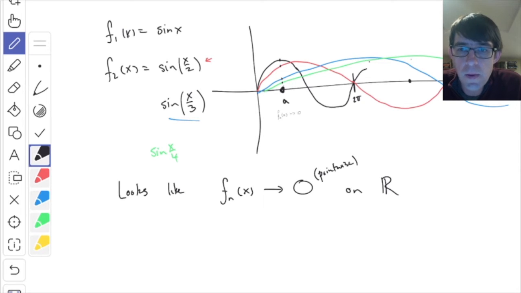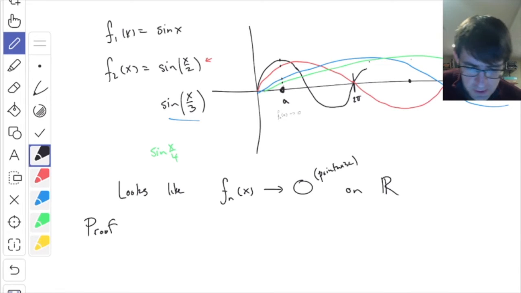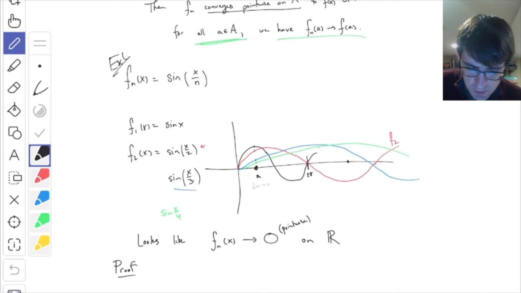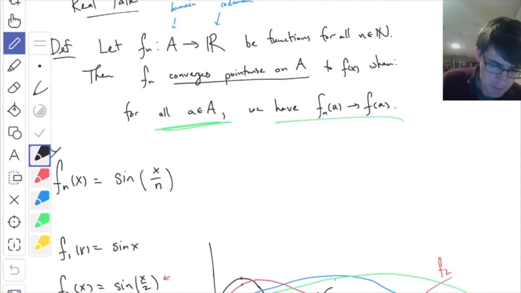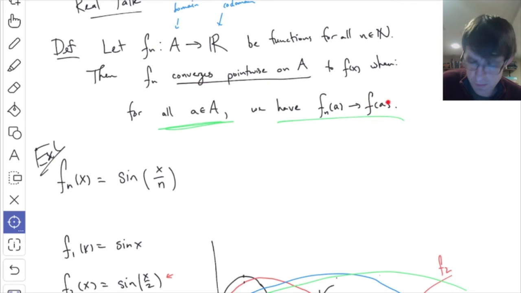Let's see if we can actually prove this. Actually, this is fairly easy to demonstrate. Once you have the idea in your head of what happens, it's not so hard to see why. So I'll write this as a little proof. It hardly deserves the name proof. What we have to show is this, right? For all A in the domain, we have fn of A converges to f of A.